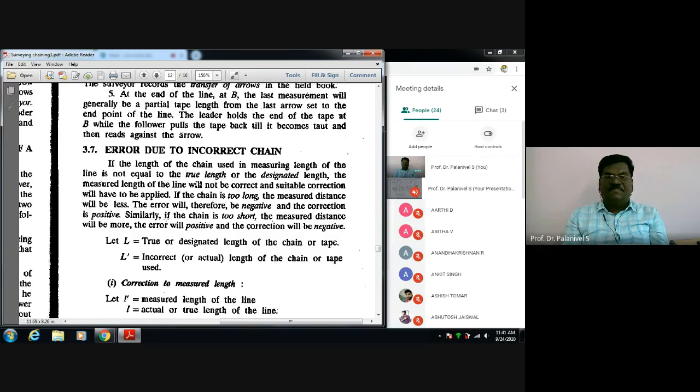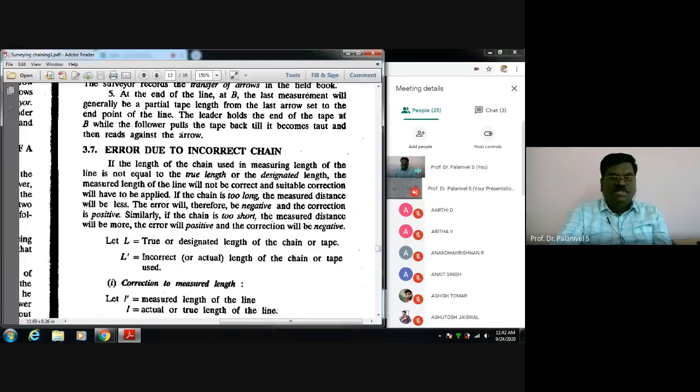Please remember, some small objective questions of this kind will be asked. If the chain is too long, the error is negative and the correction required is positive. If the chain is too short, the error involved is positive and the correction required is negative. This you should understand.